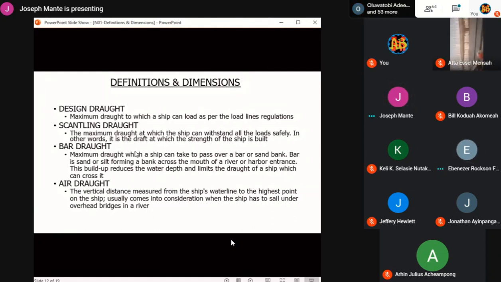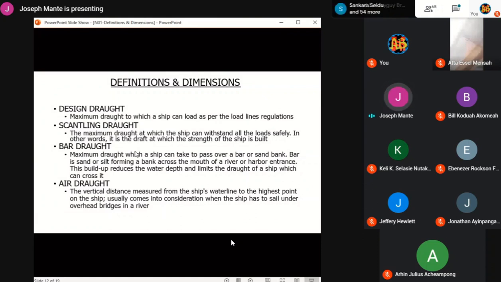So how is this drafting done? Is it that there's an indication inside the ship that will tell you this is the limit, the maximum draft that you are supposed to take? All right. The designer comes with all these things. The designer will design and tell you, okay, this particular ship I have designed, this should be the maximum draft, this should be the bar draft, this should be the scantling draft. You understand that? Now, these things are inscribed on the hull. So when you go to any ship, you see some marks there. You see they have numbers on the hull of the ship. So the designer will come out with that.